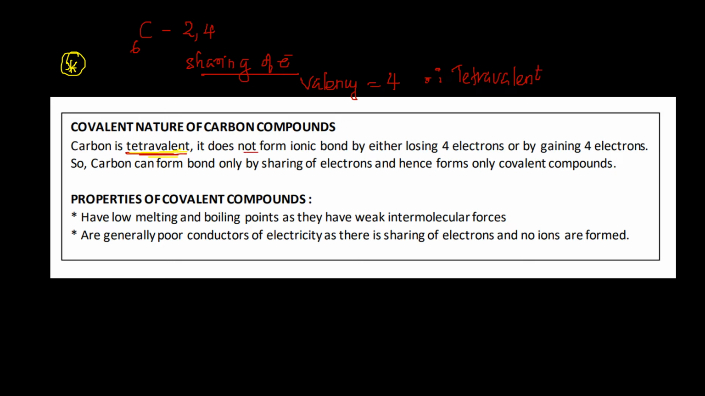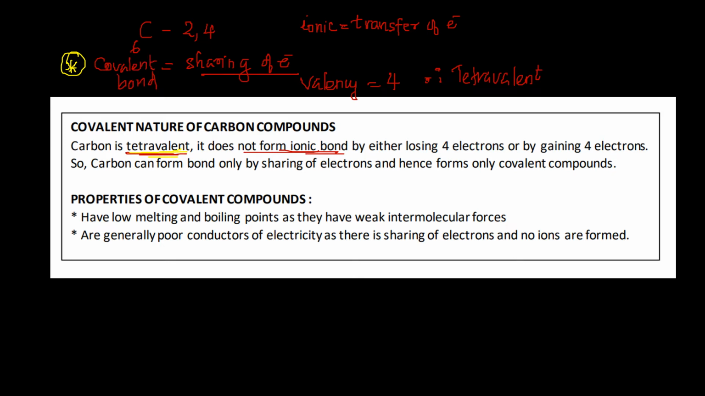So it does not form an ionic compound. What do you mean by an ionic compound? An ionic bond means transfer of electrons. The bond formed by transfer of electrons is called an ionic bond. We are dealing with the sharing of electrons, that means a covalent bond.